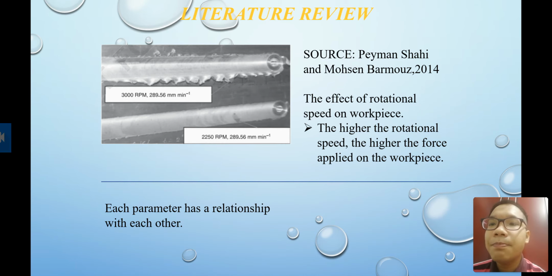The third diagram shows the effect of rotational speed on the workpiece. We can see that the higher the rotational speed, the higher the force applied on the workpiece. What we can conclude is that every parameter has a relationship with each other.